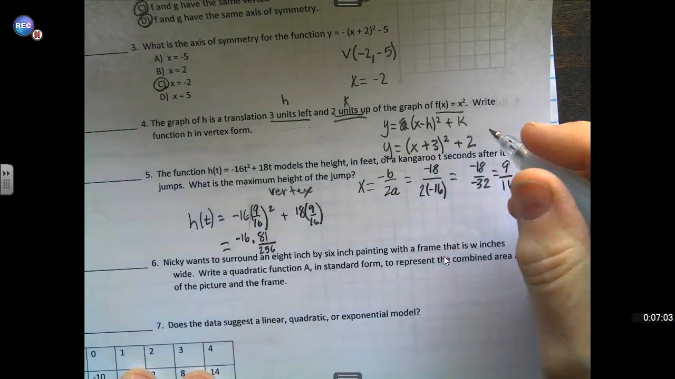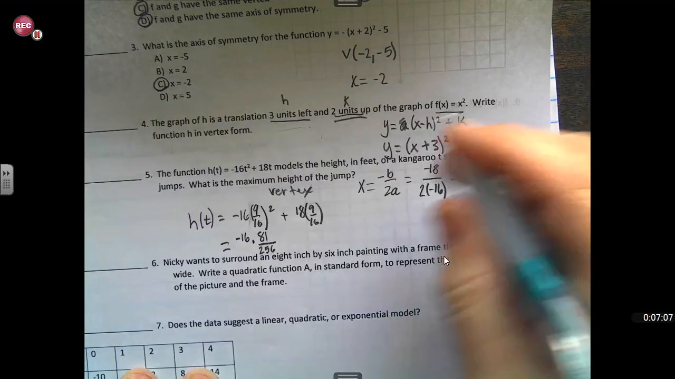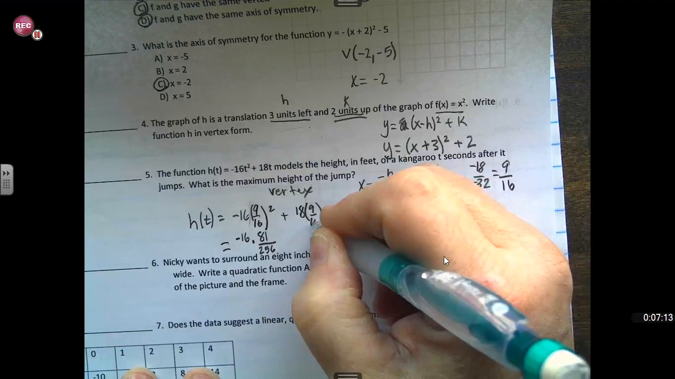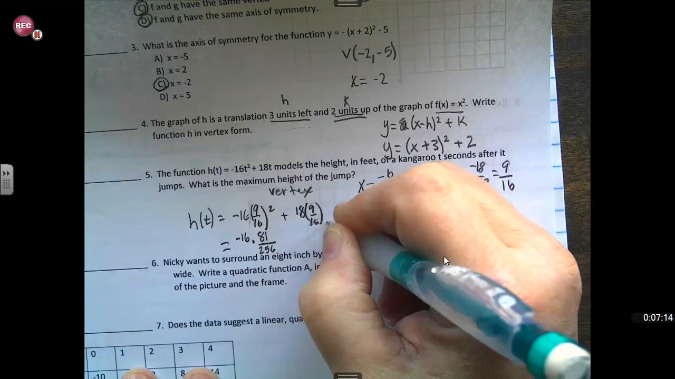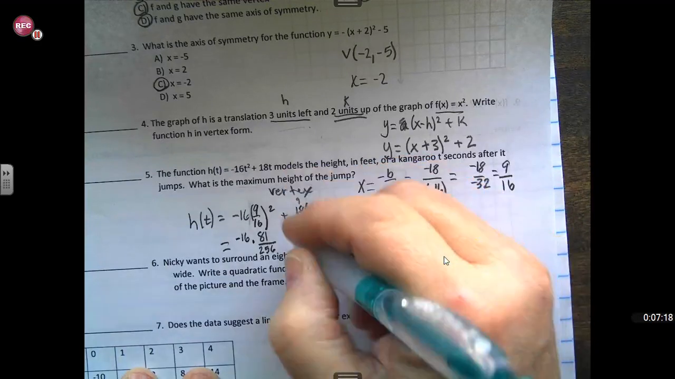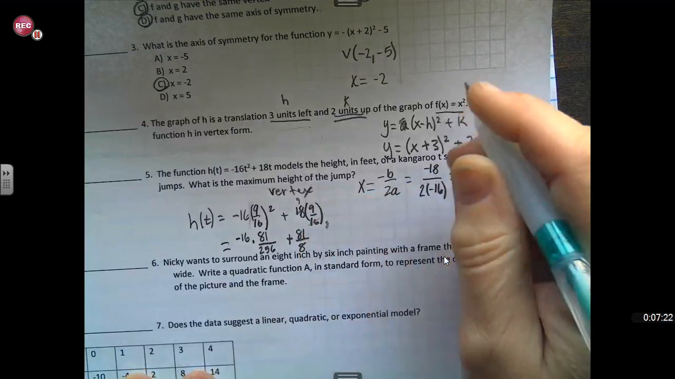Okay, because 16 squared is 256, 9 squared is 81. And I'm going to reduce here. I'm going to make this 8. I'm going to make this 9. So I'm going to have 81 over 8. Okay.